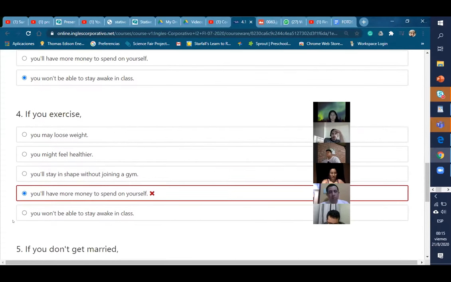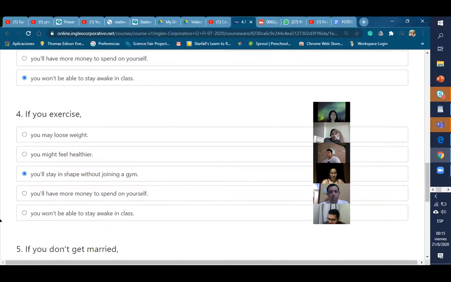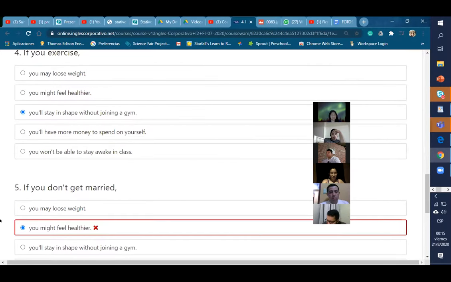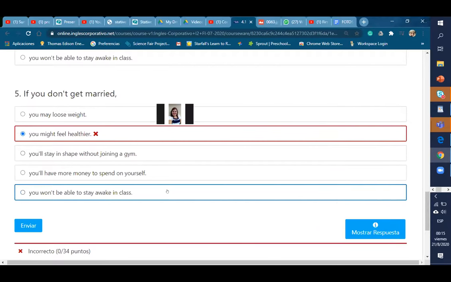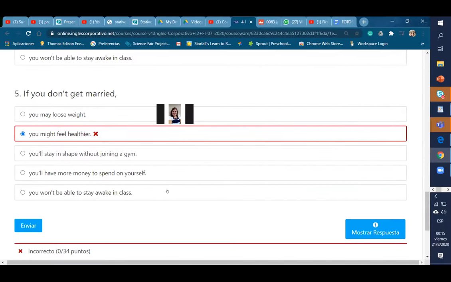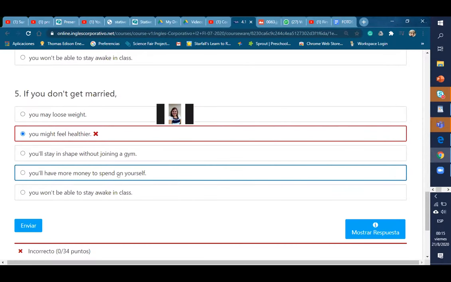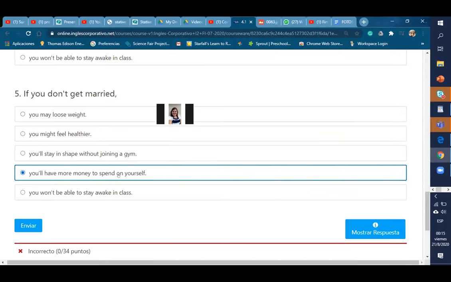If you exercise, you stay in shape without joining a gym. Okay, very good. Next one, Gerardo. If you don't get married, you'll have more money to spend on yourself. Is that true, guys? Yes, it is.